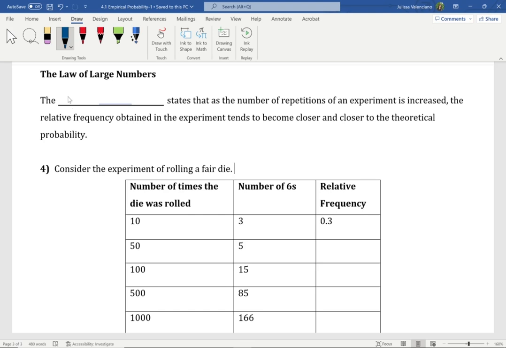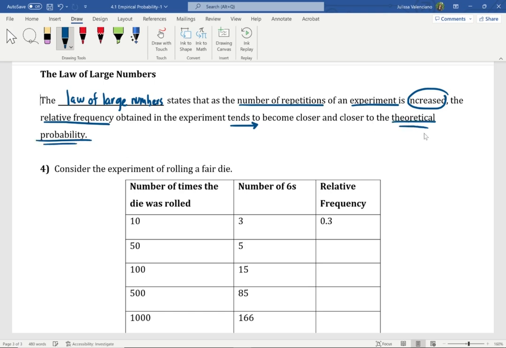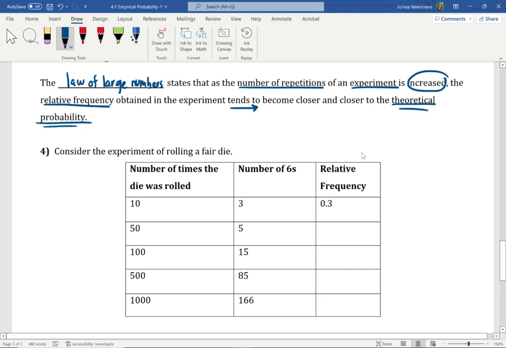The law of large numbers states that as the number of repetitions of an experiment increases, the relative frequency obtained in the experiment tends to become closer and closer to the theoretical probability. So here we're saying, if the number of repetitions increases to infinity, the relative frequency that you find from looking at the experiment is going to get closer and closer to the theoretical probability. Okay, and so let's go ahead and explore this idea by looking at an example.